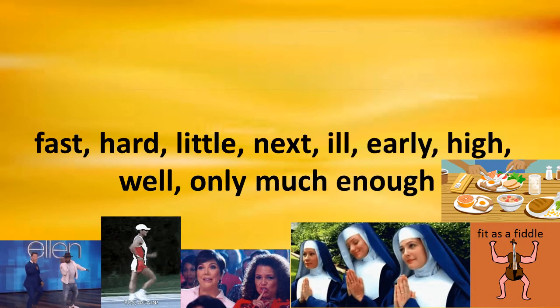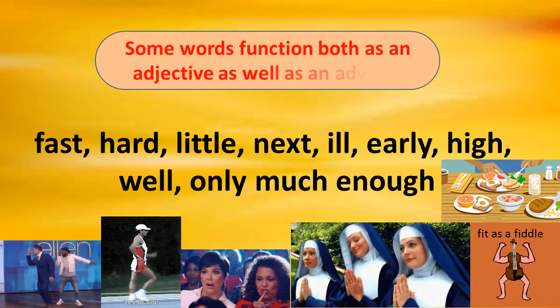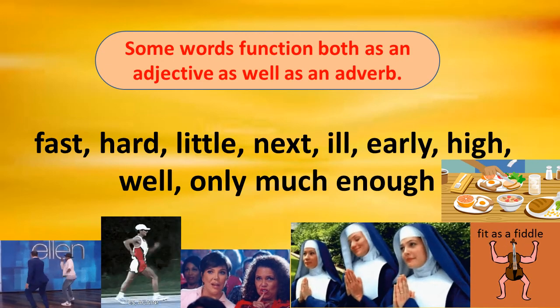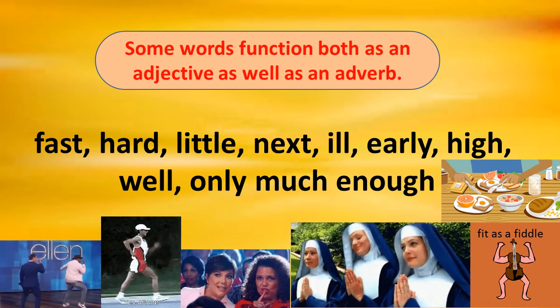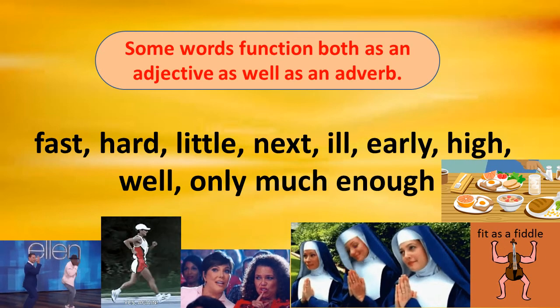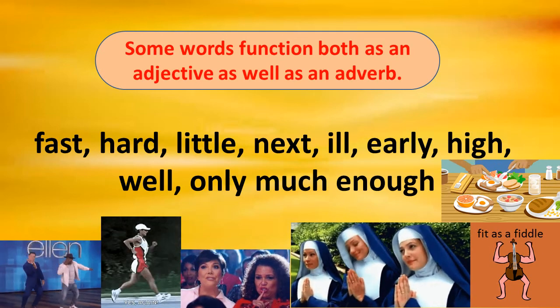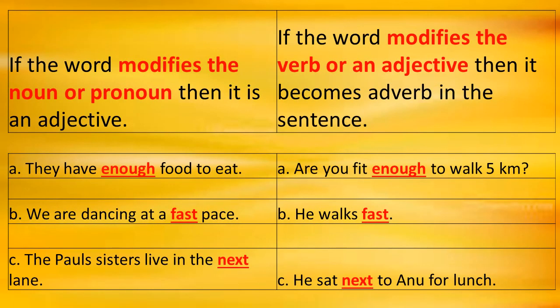Some words like fast, hard, little, next, ill, eagerly, high, well, only, much, enough, etc. function both as an adjective as well as an adverb. See, if the word modifies a noun or pronoun, then it is an adjective. But if the word modifies the verb or an adjective, then it becomes an adverb in that sentence. For example, they have enough food to eat. And the other example says, are you fit enough to walk 5 kilometers?